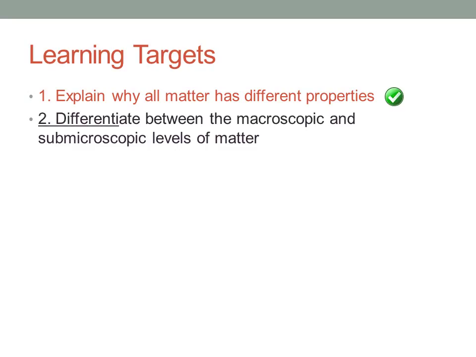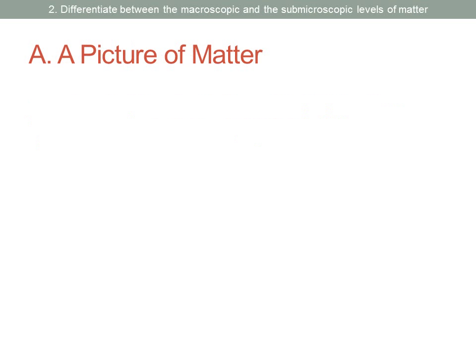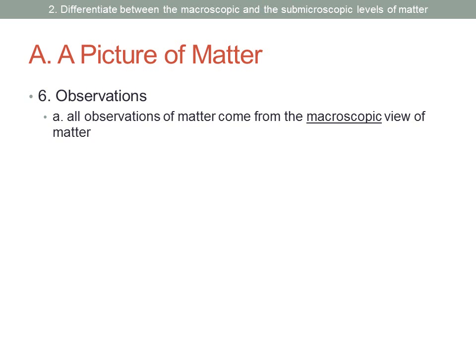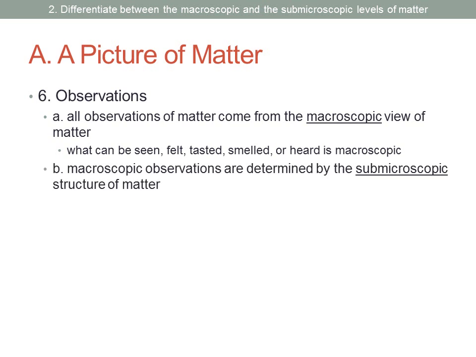Next thing we want to do is differentiate between the macroscopic and the submicroscopic levels of matter. Observations can be macroscopic, and really all observations are macroscopic, meaning what we can see, what we feel, what we taste, what we smell, what we hear. That's a macroscopic view of matter. All observations are macroscopic. These macroscopic observations are determined by the submicroscopic structure of matter.